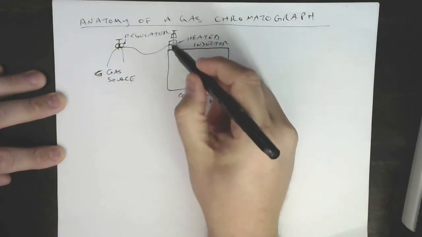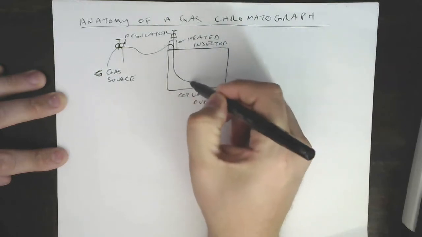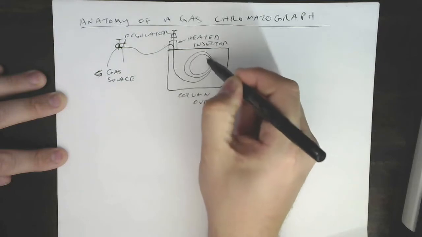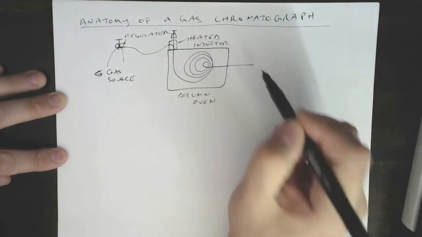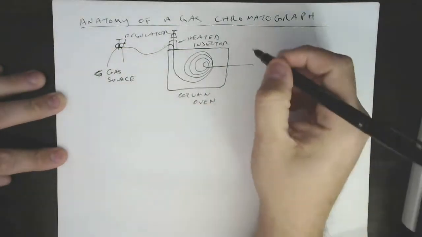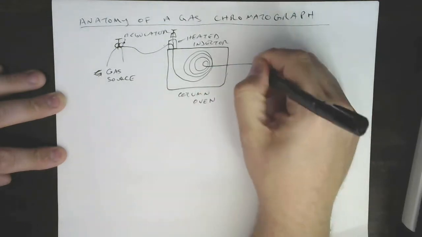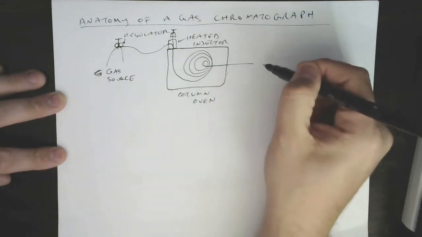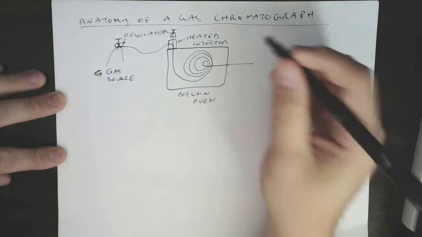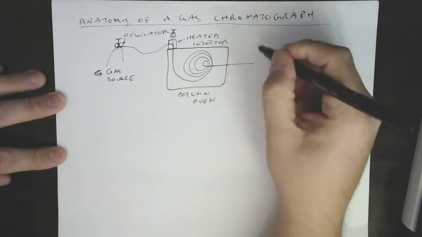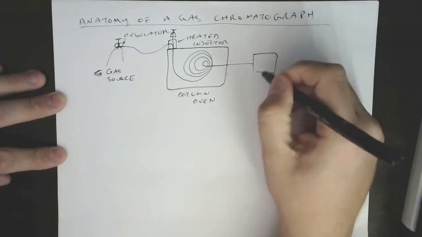So your sample meets the column here. The column is generally, we've seen a picture of these GC columns, coiled up inside that oven, and it leaves the oven. Generally, everything cools down to room temperature after it's left the oven, or it cools down significantly compared to the temperature inside the oven before it meets a detector.